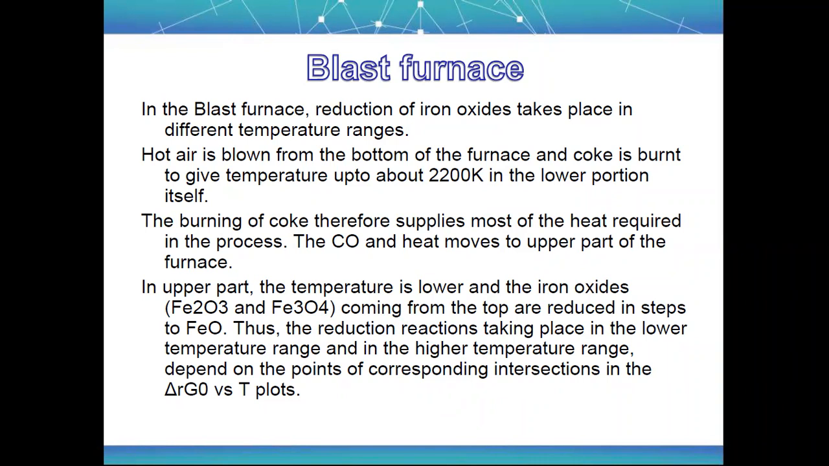So the carbon monoxide and heat move to the upper part of the furnace. After this, when the temperature increases, it will start moving in the upper portion of the furnace. In the upper part, the temperature is lower, and the iron oxides Fe2O3 and Fe3O4 coming from the top are reduced in steps to FeO.